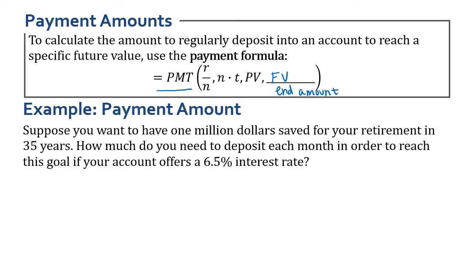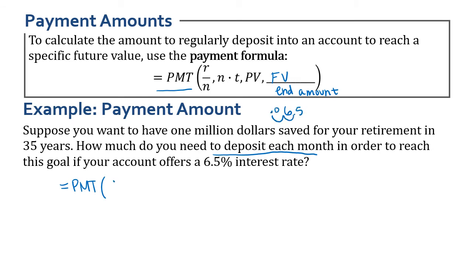So I'm looking for a payment amount because I'm looking for how much should I deposit each month. So that's what Ding Ding Ding tells me. I'm using this equals PMT function. So when I set this up, interest rate is 6.5%. So again, to go from a percent to a decimal, you move it over to the left 2 spots.